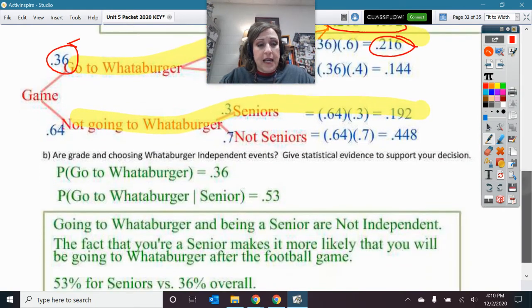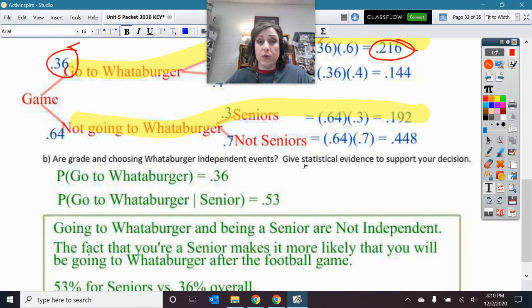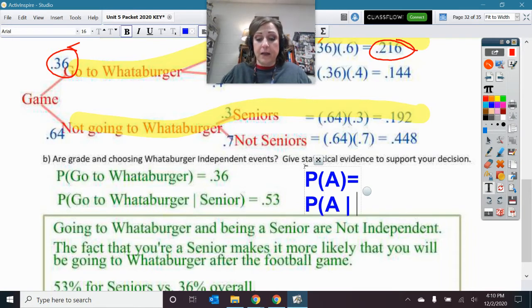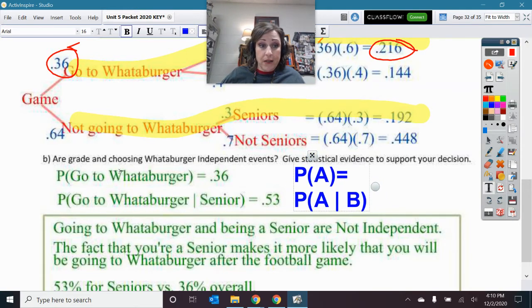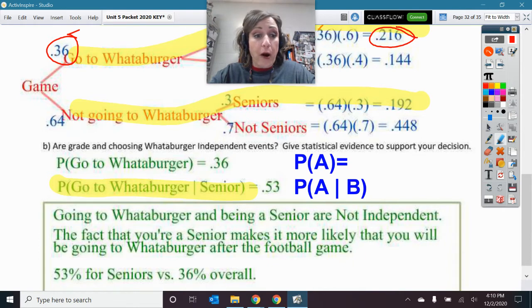Next, we said, are they independent events? Remember, as we had seen up above, to check for independence we say, does the probability of event A equal the probability of A given B? Those need to be equal to each other. I've already done part of this work in part A, so I know that answer right there. I'm going to say event B is a senior and event A is going to Whataburger.